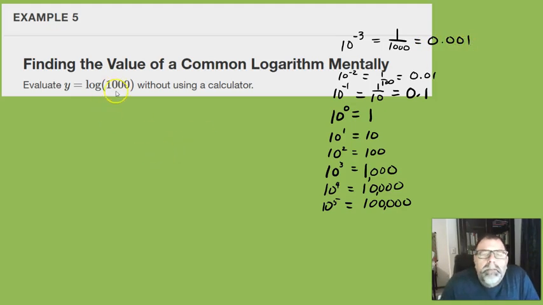So this is 1,000. So you got 1, 2, 3. So 10 to the 3 is 1,000, as we just discussed here. So the log base 10 of 1,000 is simply 3. So y equals 3.